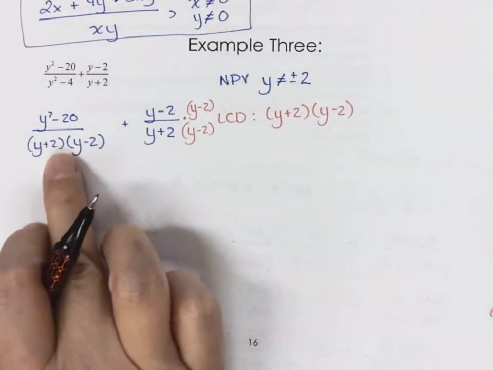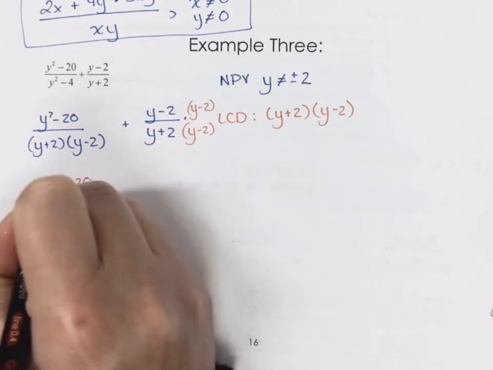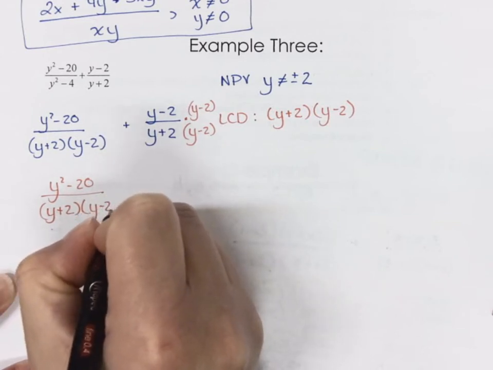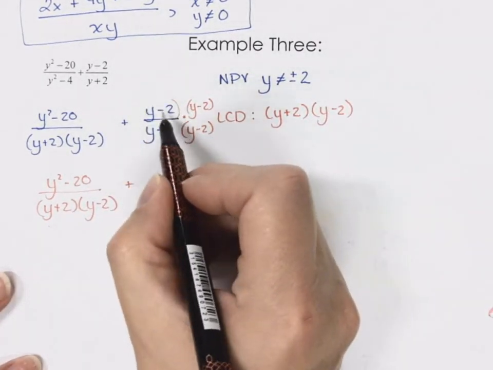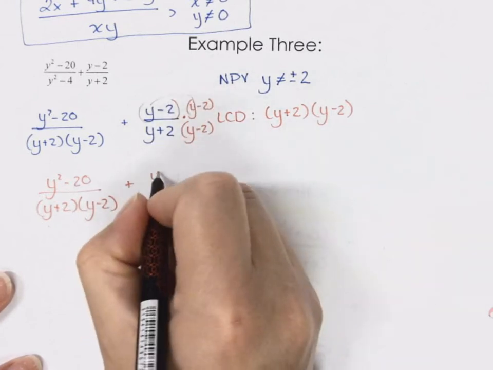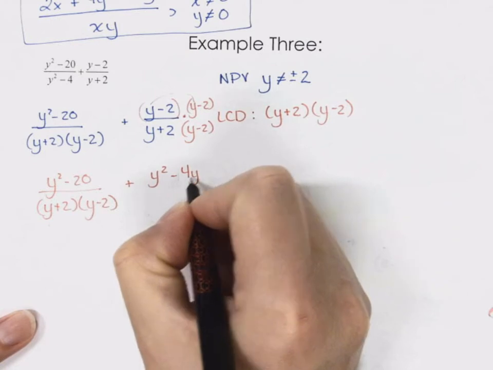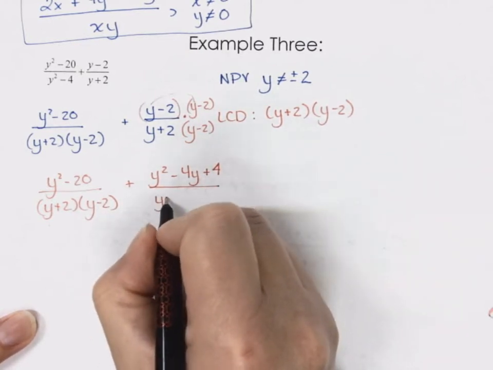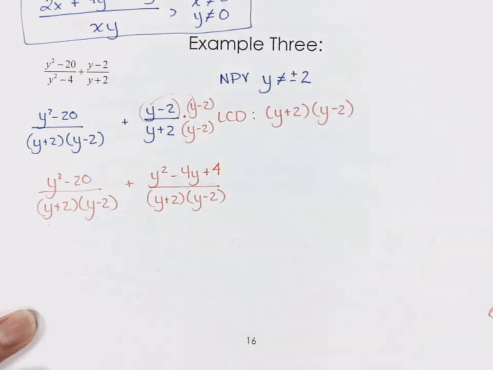This one has both, right? Like this one's already done. So I've got y squared minus 20 over y plus 2, y minus 2, plus, and now I'm going to multiply these together, right? So y times y is y squared. I'm going to have a negative 4y plus 4 over y plus 2, y minus 2.